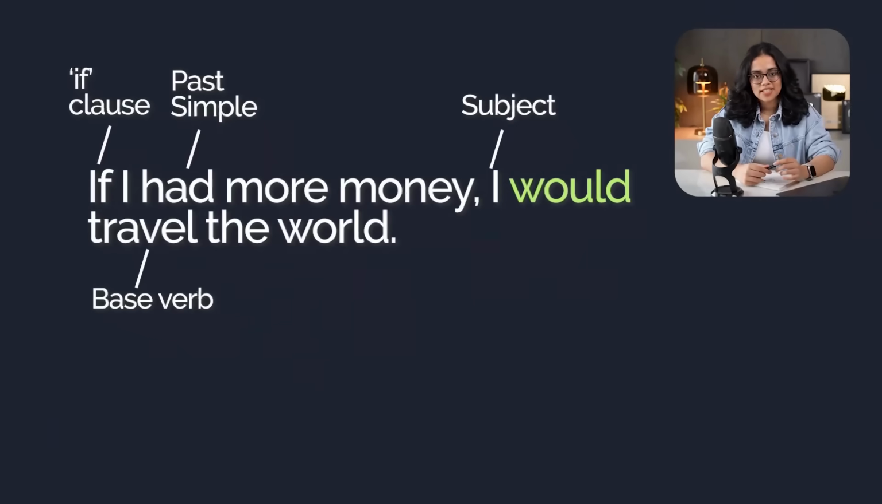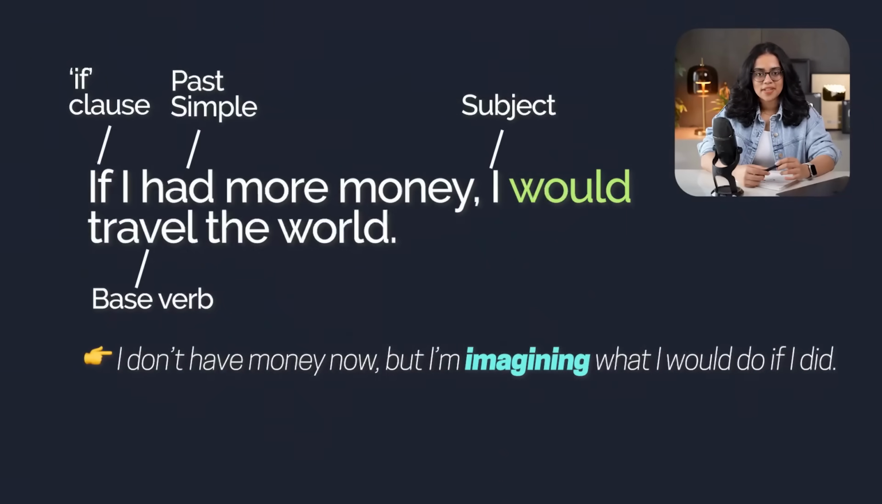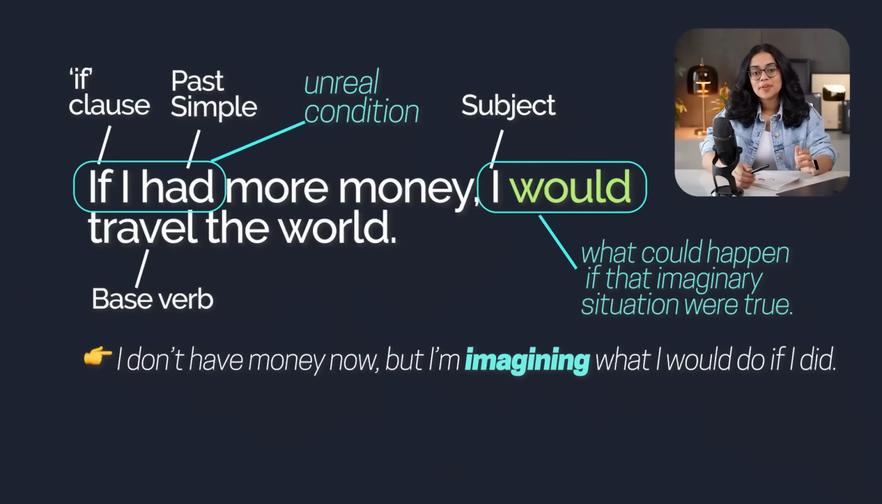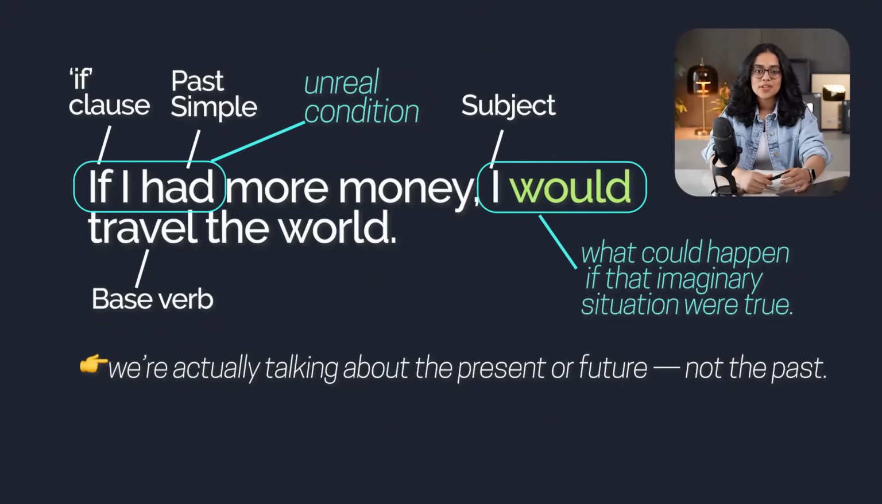If I had more money, I would travel the world. Do I have money? I don't have money now, but I'm imagining what I would do if I had money. The if clause with the past tense describes something unreal or imaginary. That is, if I had more money. And the would clause shows what could happen if that imaginary situation were true. Now, even though we use the past tense in the if part, we are actually talking about the present or future and not the past. And that's why this is called the unreal conditional.